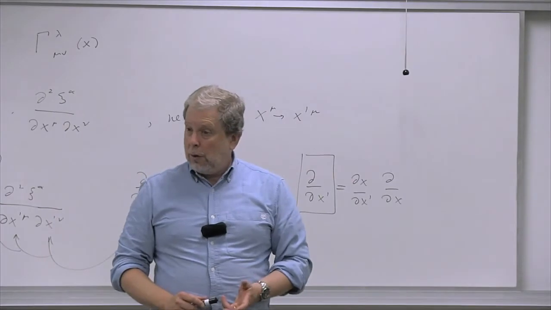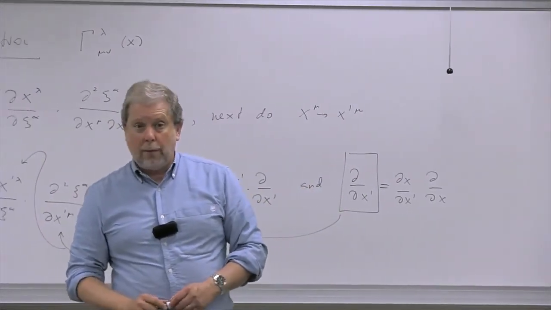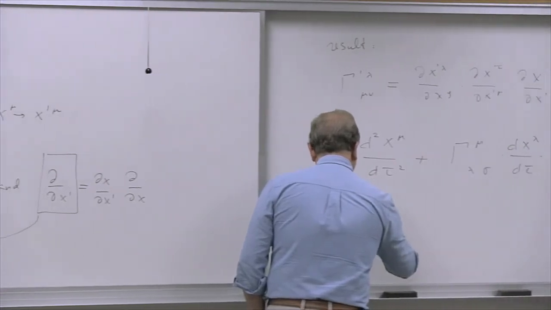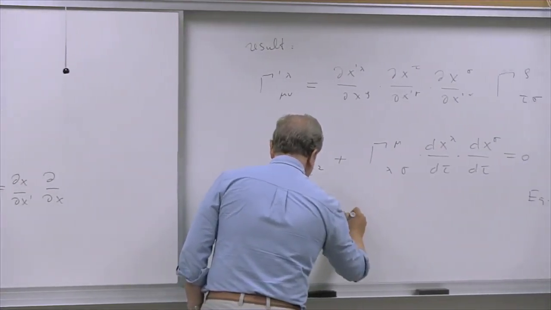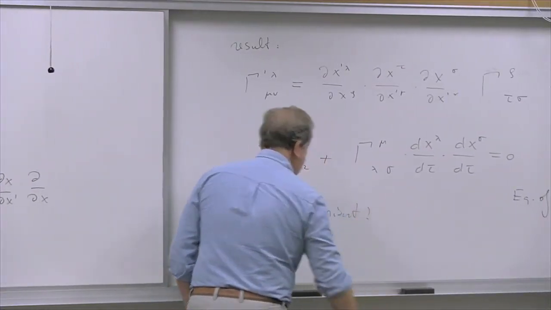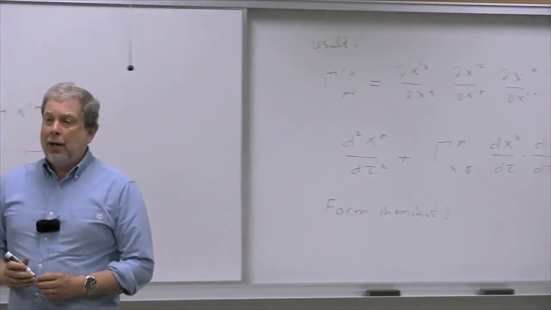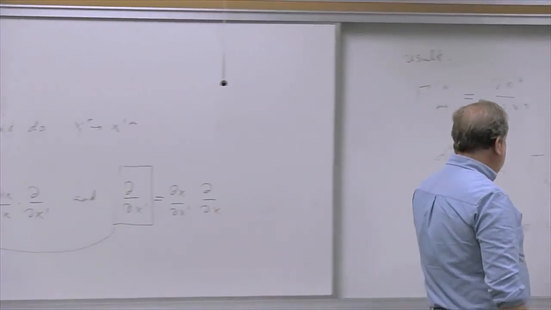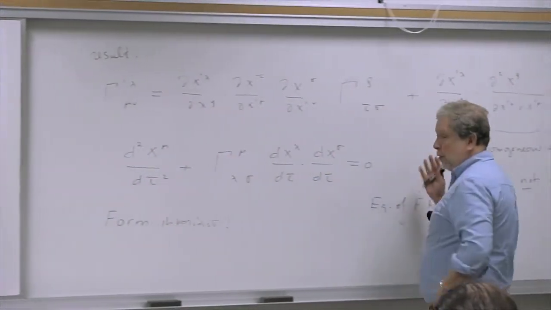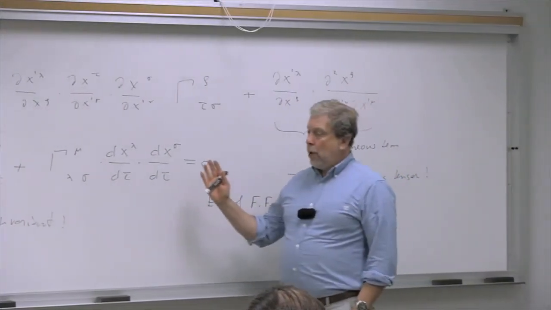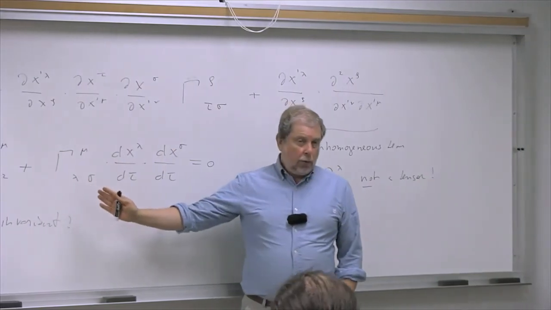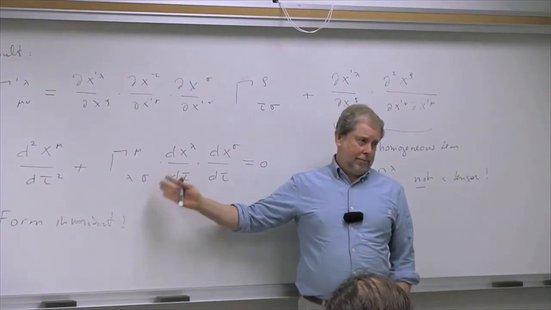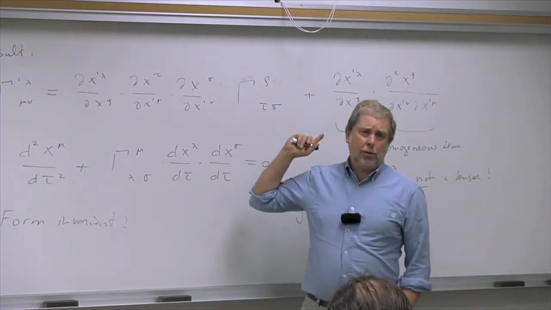And the answer is no. This equation is in fact form invariant. And so how does that happen? Well, the Γ is not a tensor because of the inhomogeneous term. So when you do the coordinate transformation from x to x prime, it picks up an extra piece, which is the one I just wrote.